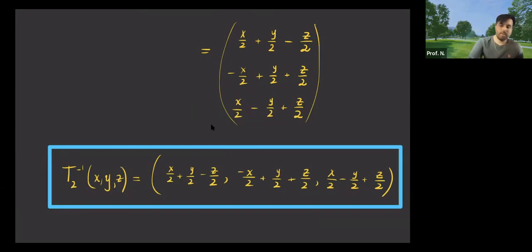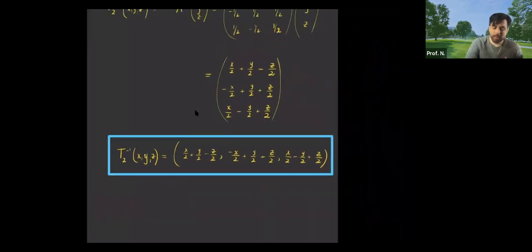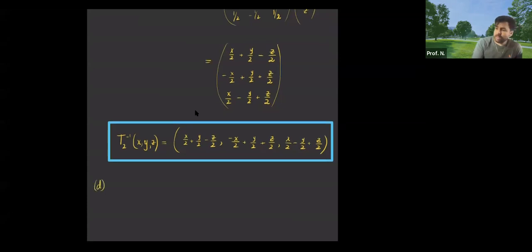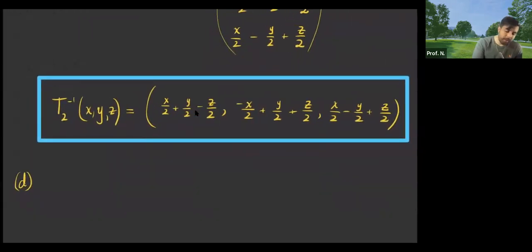Okay, any questions about finding linear transformations, matrix representations of them, or finding the inverse matrix representation of linear transformations? And then part D asks, given that T2 of x, y, z is 5, negative 3, negative 1, find x, y, z.